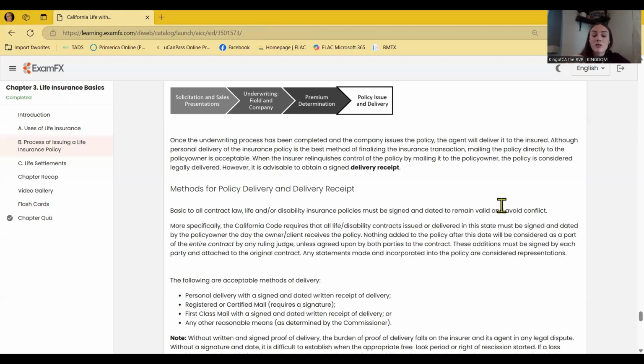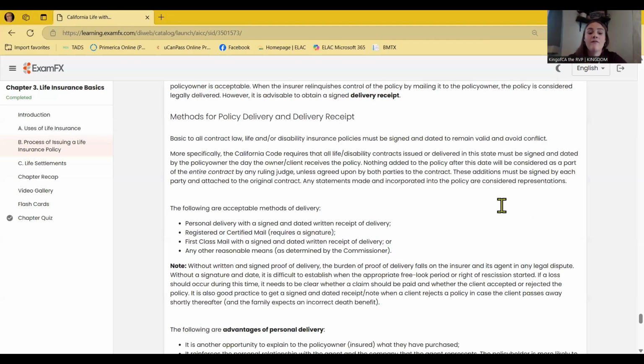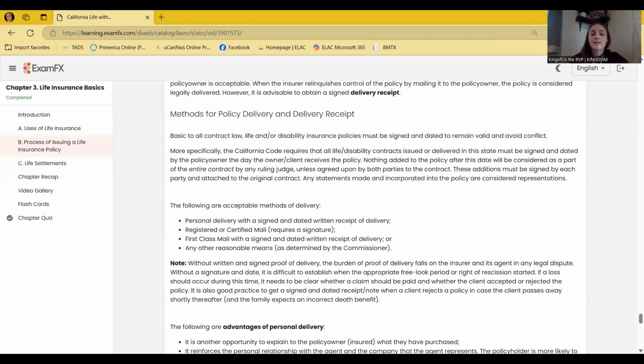When the insurer relinquishes control of the policy by mailing it to the policy owner, the policy is considered legally delivered. However, it is advisable to obtain a delivery receipt. So these are going to be the methods for delivery. The first one is obviously going to be personal delivery. Because when we do that, there's a page inside of the policy that's a delivery receipt. The client signs off on it. We turn it into the company and it kind of solidifies that we did our job, that we delivered it in hand to the client, and they can't say that we didn't.